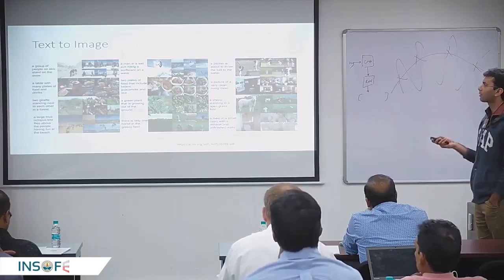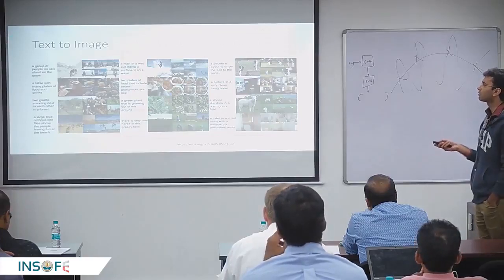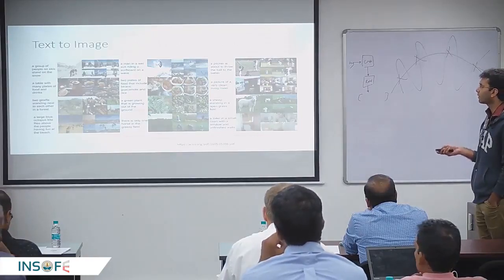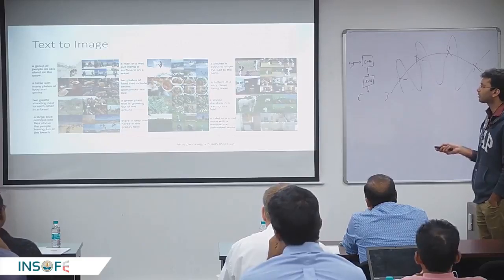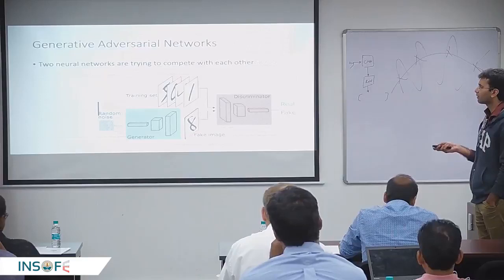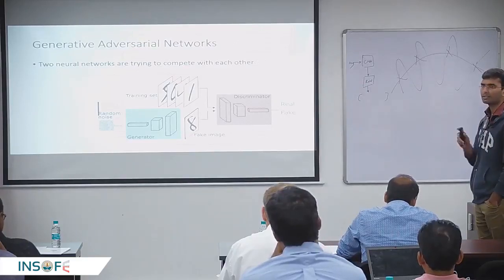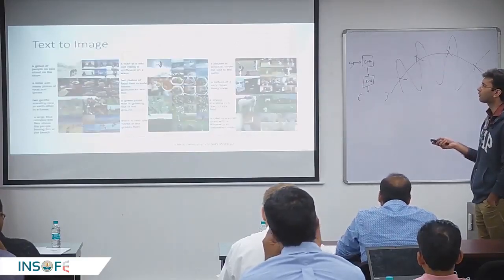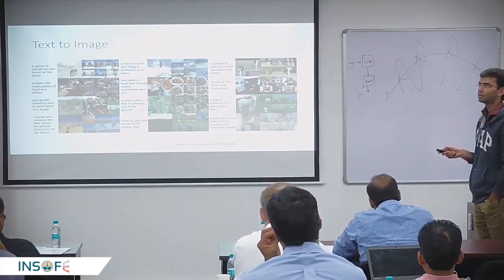So one of the questions was, can we get text to image? That's exactly what this paper is doing, where it feeds a sequence of tokens, which might as well be different from noise. As long as it is something, it is fine. So I'm feeding a set of tokens, and I'm getting an image out.